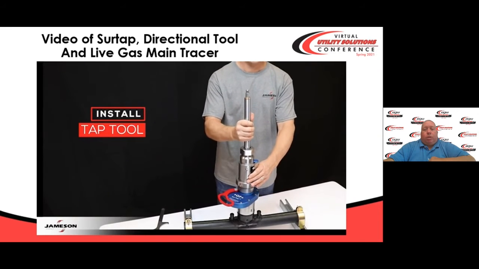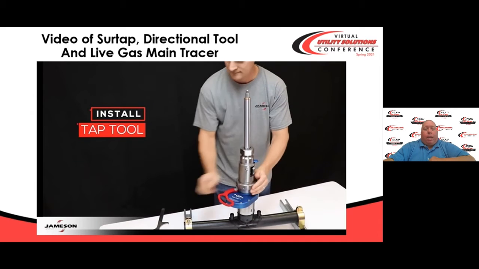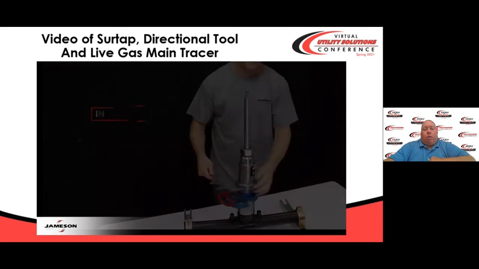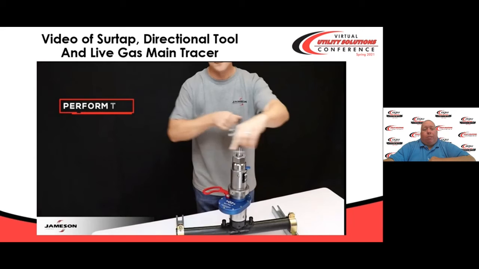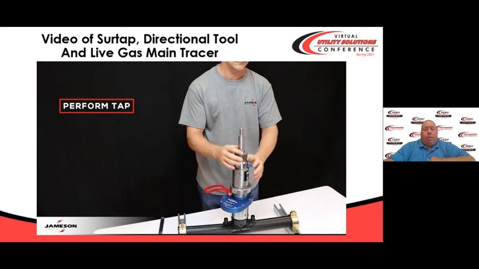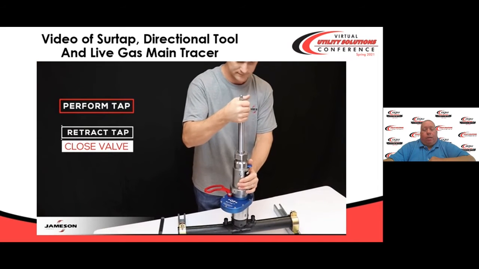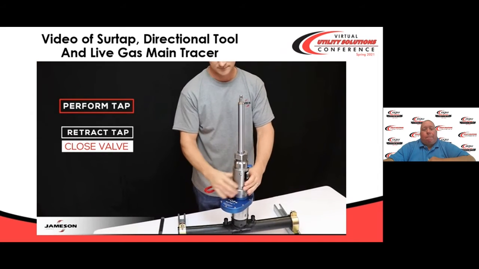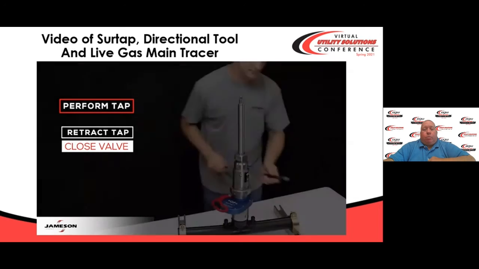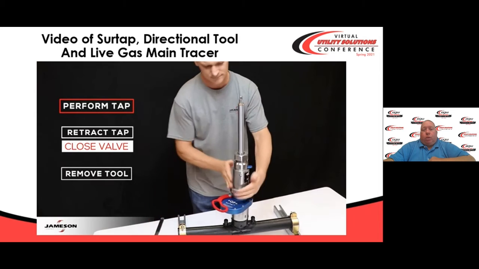Now you're ready to install your tapping tool. All the threads are quick connect and all the joints are gasket sealed, so you don't have to over tighten things. Everything goes together easy and comes apart easy. The tap takes about 15 seconds and you can do it with one hand. It's very easy to do. It's got a bleeder valve to reduce the pressure inside. Once you close your valve, you can take that tool off.